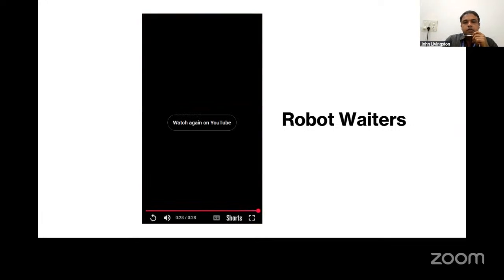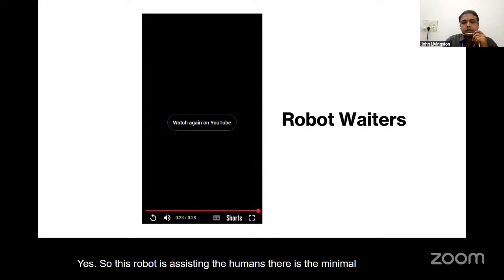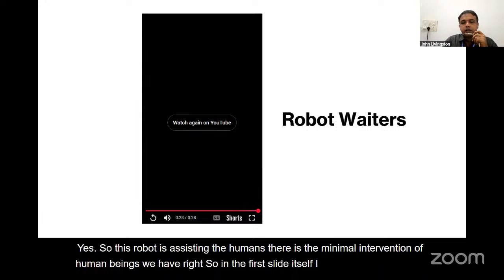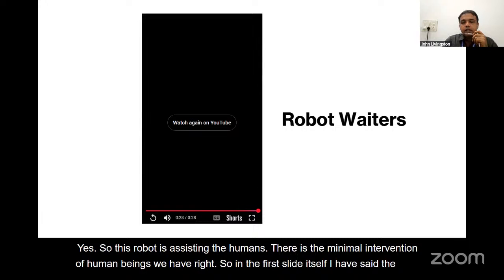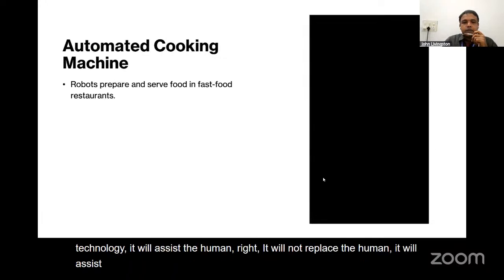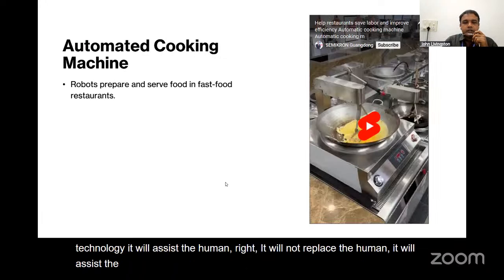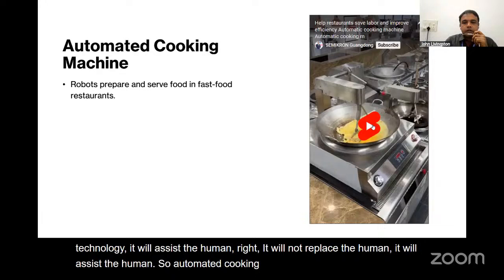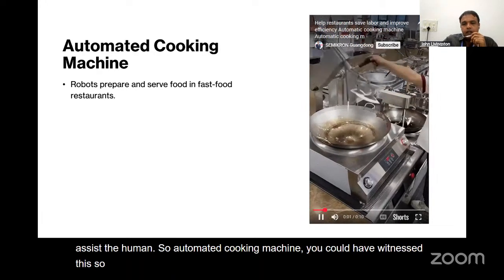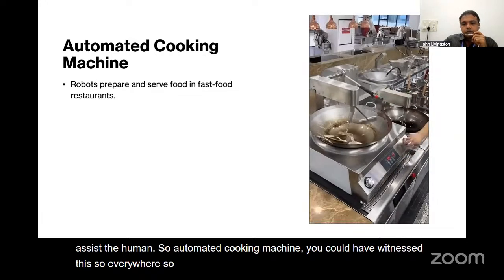Yes. So these robot waiters are assisting the humans. There is minimal intervention of human beings here, right? In the first slide itself, I have said that the technology will assist the human. It will not replace the human, it will assist the human. So automated cooking machine, you could have witnessed this.